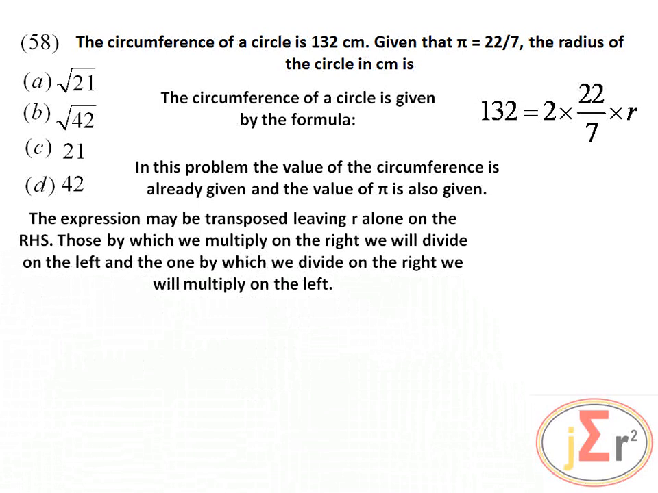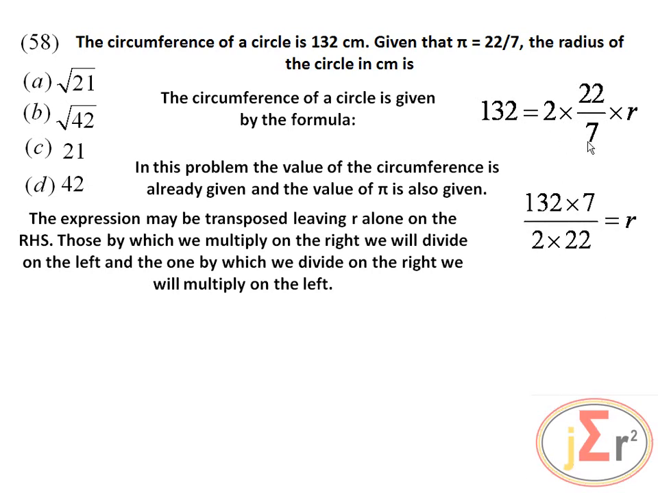The expression may be transposed, leaving R alone on the right-hand side. Those by which we multiply on the right, we will divide on the left, and those by which we divide on the right, we will multiply on the left. So we are dividing by 7 here, we will multiply by 7 here. We are multiplying by 2 and 22. We will divide by the product of 2 and 22 on the left-hand side.